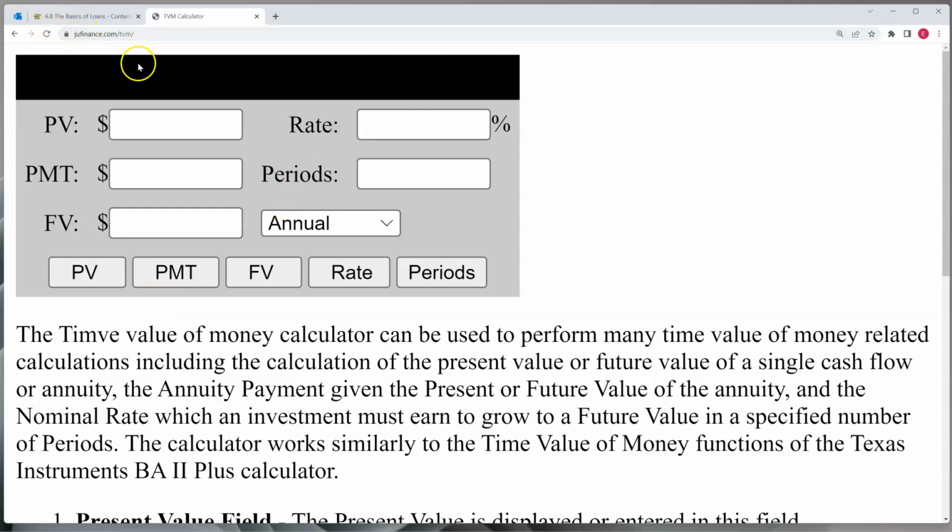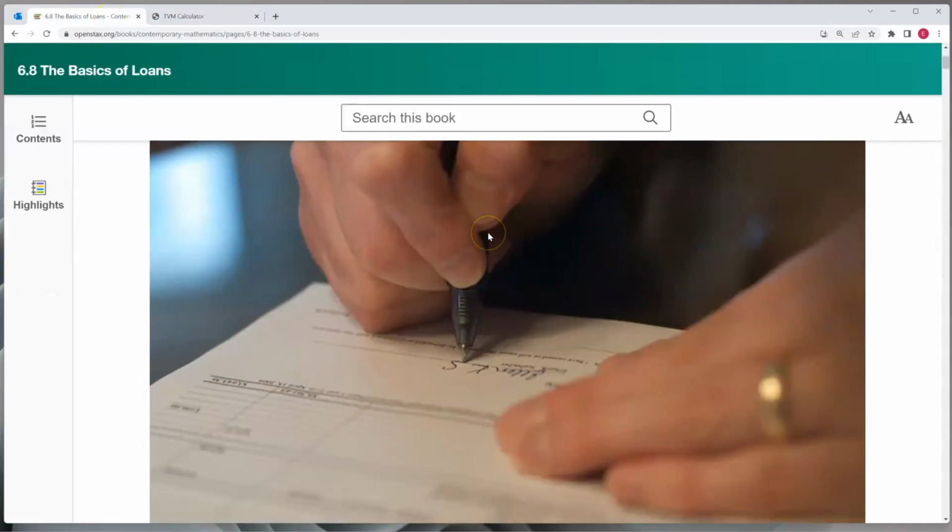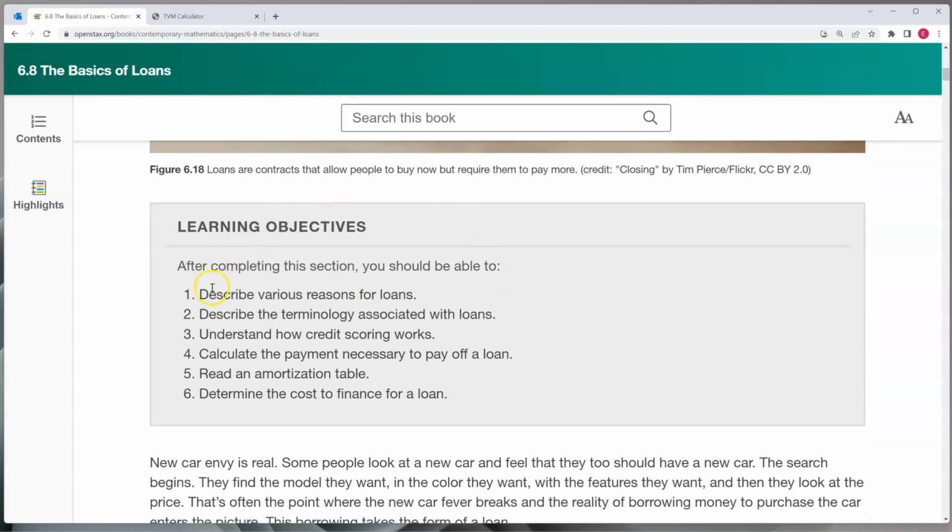And again, the one I really like to use is jufinance.com/TVM. So let's head on over to the textbook and look at the learning objectives.